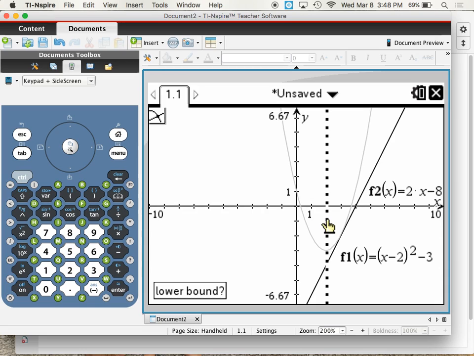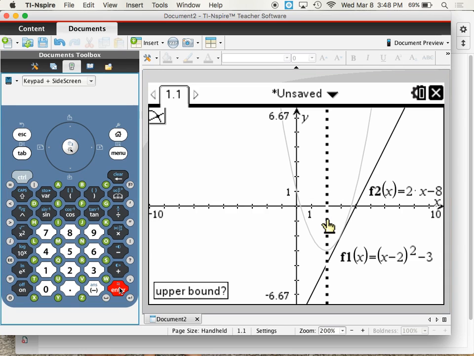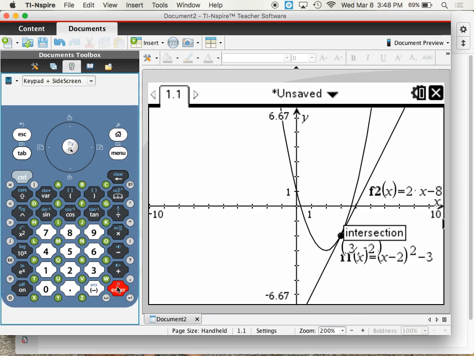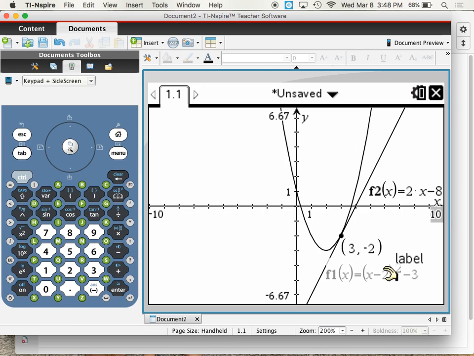So now for intersection, I want the lower bound. Am I on the left side of where my graphs meet? I sure am. This dotted line here is to the left of where they cross. So I'm going to press Enter. Then it's going to say, OK, what's the upper bound? So now I got to go to the right side. And there we go. Press Enter. Our intersection point is at 3, negative 2. You can grab onto that graph and move it if you want a little bit. And look, it only crosses in that one spot. We say that the graphs are tangent there.